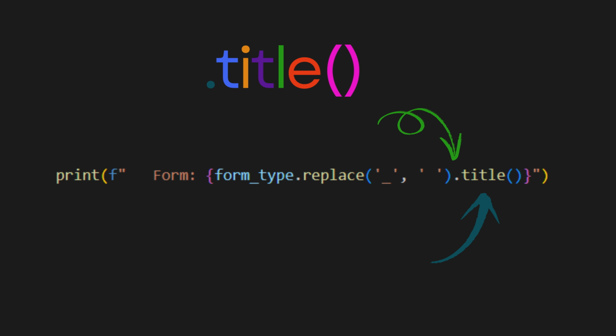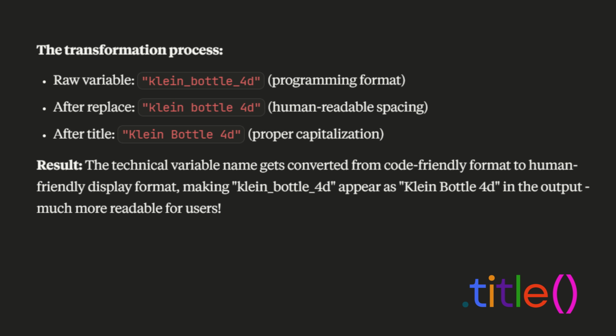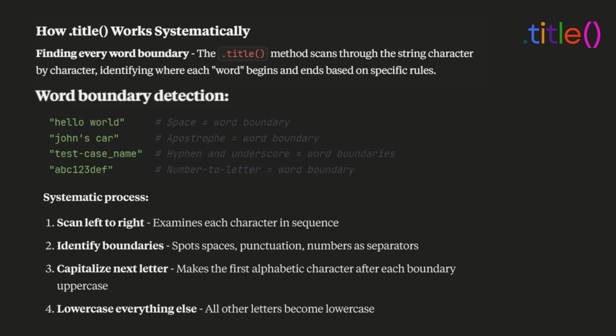If we look at this entire line here where we've got replace and then we've chained that with dot notation to title, the transformation starts with klein_bottle_4d, for example, the technical variable name. After replace, it becomes "klein bottle 4d" with those spaces added and those underscores removed. And then it hits title and it becomes uppercase K, lowercase for the rest of the word Klein. Same thing for bottle. 4D stays just 4D because there's no letter to capitalize there as a first letter. The title method works systematically, finding every word boundary and capitalizing the first letter of each word.